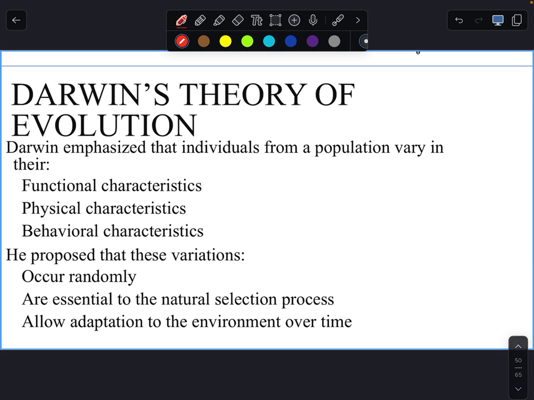So Darwin emphasized that individuals from a population vary in their functional, physical, and behavioral characteristics, and these variations occur randomly. Yes, there is no God in evolution, in Darwin's theory of evolution. Everything is random chance. Nothing is of lasting significance, right? If you don't survive and reproduce, you have failed, and everything ends with your death. There is no afterlife. He proposed that these variations are essential to natural selection.